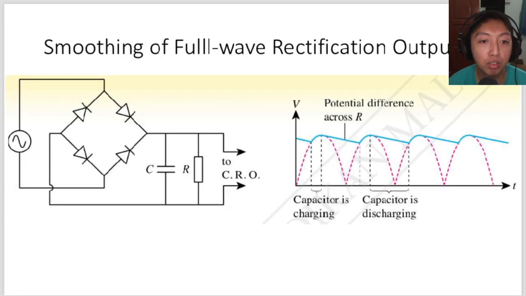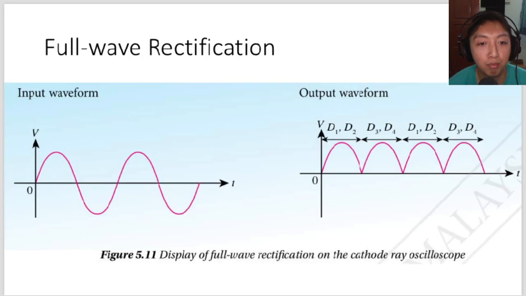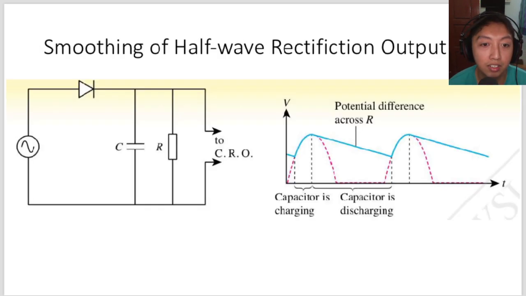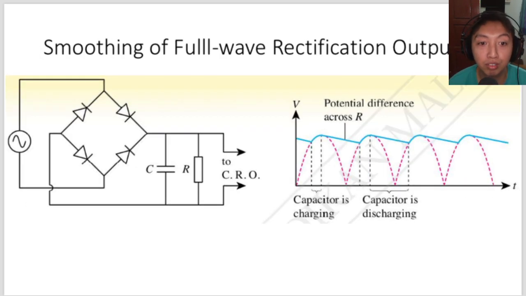And so you get a much smoother wave that looks like this. It's not completely smooth, as you can see. You can see the blue line. It still goes up and down a little bit, but it's much better than this one, because this one goes completely back to zero. This one, at least, it never goes back to zero. So the difference between the top part and the low part is very small.